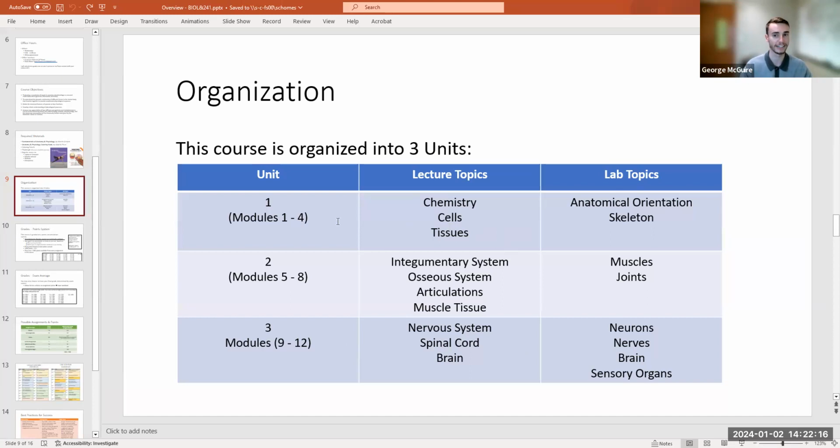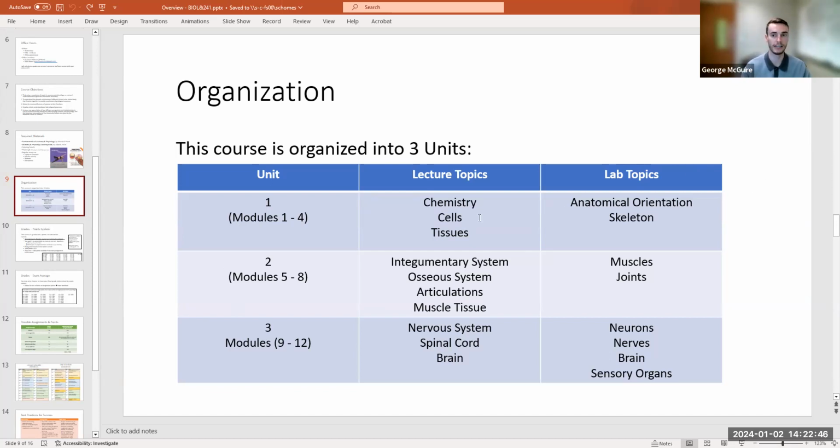So that means at the end of unit 1, we will have a lecture exam. And then on a different day, we will have the skeleton lab exam. At the end of unit 2, we will have a lecture exam and then a separate muscle exam on a different day. But then at the end of unit 3, both of the exams will be together. It's just one exam. Each unit has about 4 chapters in it, each separated into their own modules. And so you can see the topics that we'll be covering in lecture and lab for both of them.